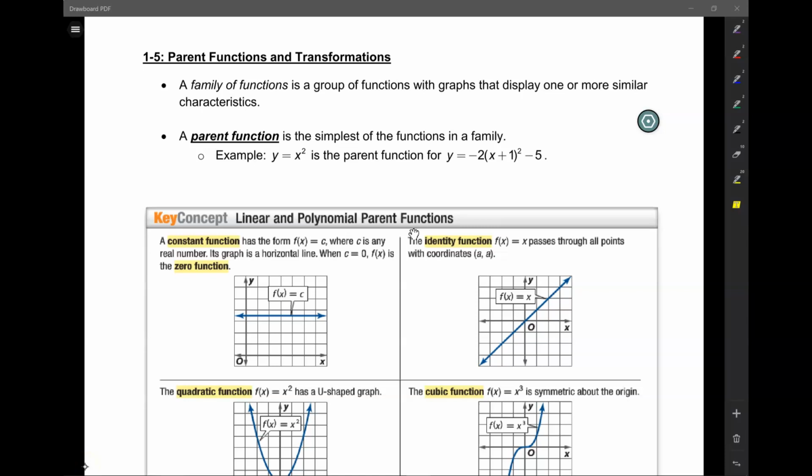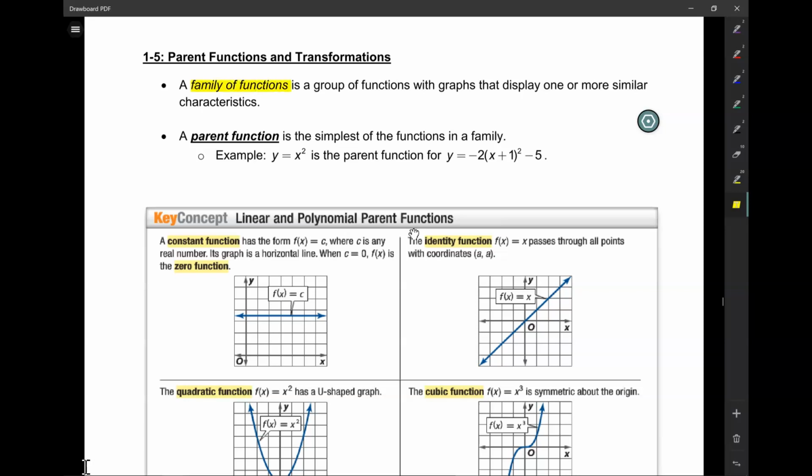Let's go ahead and do it. We're going to talk about parent functions. I know you've heard that word before, yes? In Algebra 2, have you heard that word before? You have. So a family of functions is a group of functions that have the same characteristics.